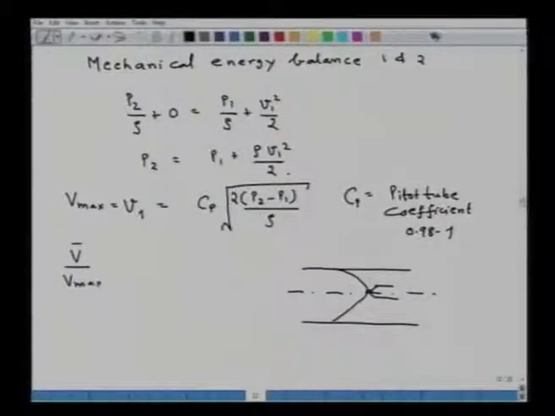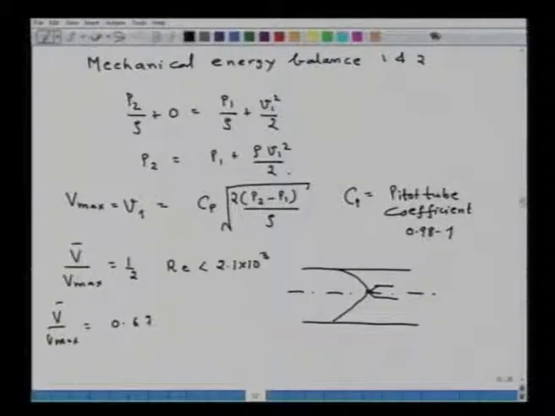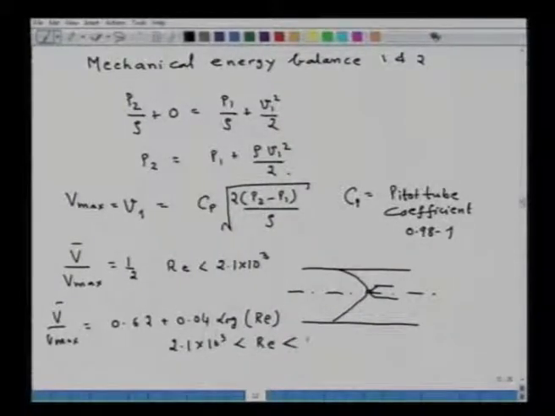upon V maximum is equal to half for Reynolds number less than 2.1 into 10 to the power 3, and V bar upon V maximum is equal to 0.62 plus 0.04 log of Reynolds number. This is valid for 2.1 into 10 to the power 3 less than Reynolds number less than 10 to the power 4. So, that is how an average velocity in the pipe can be calculated.